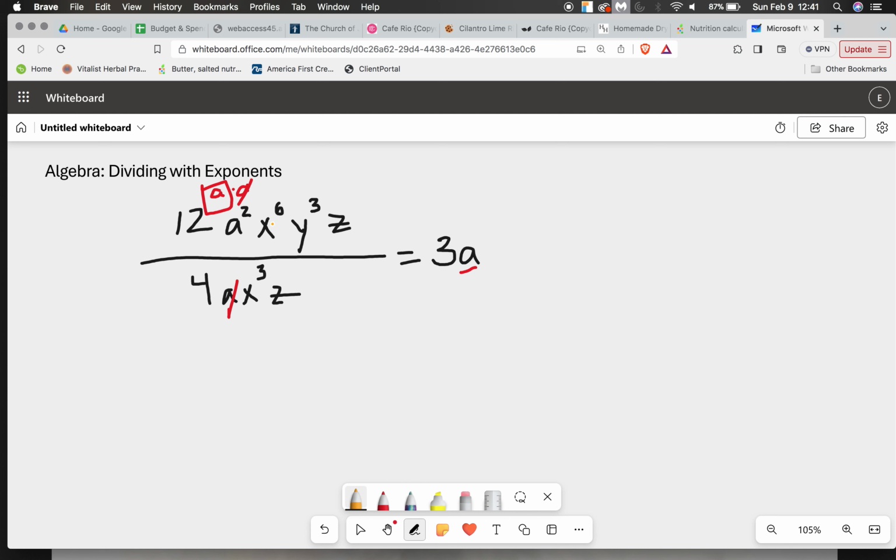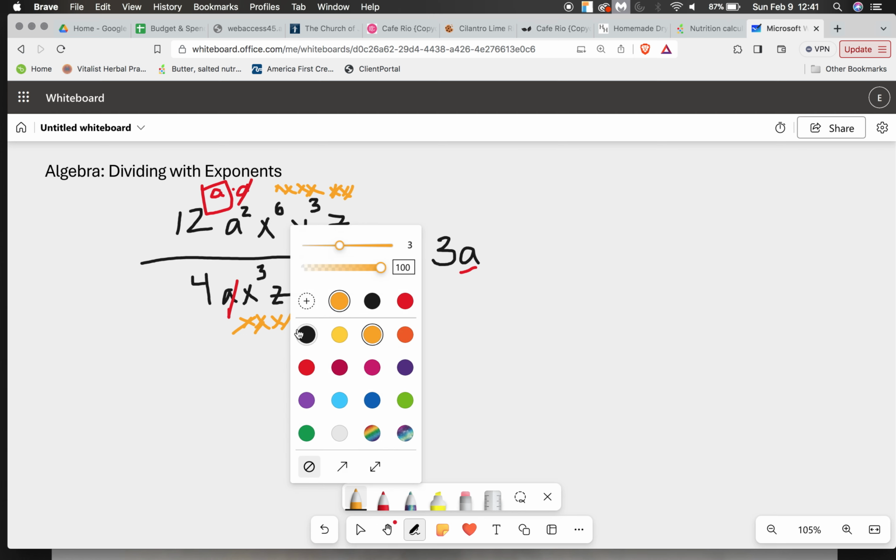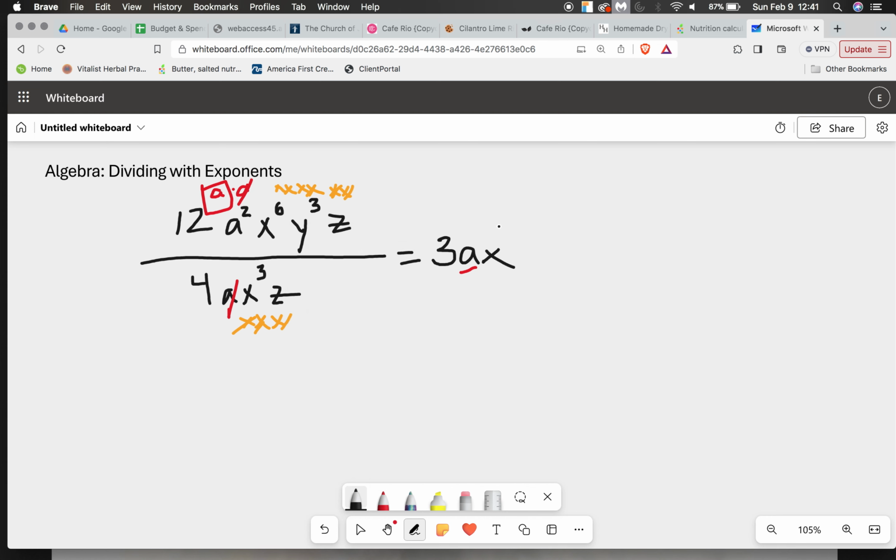Then we have x to the 6th. And remember, we could write out x, x, x, x, x, and x. 6 x's. And down here we have 3 x's. And so when we're looking at that, we can be like 1, 2, 3, 1, 2, 3, cancel those all out. So our answer is x cubed, or remember we could just do 6 minus 3. That gives us 3, so that's our answer.